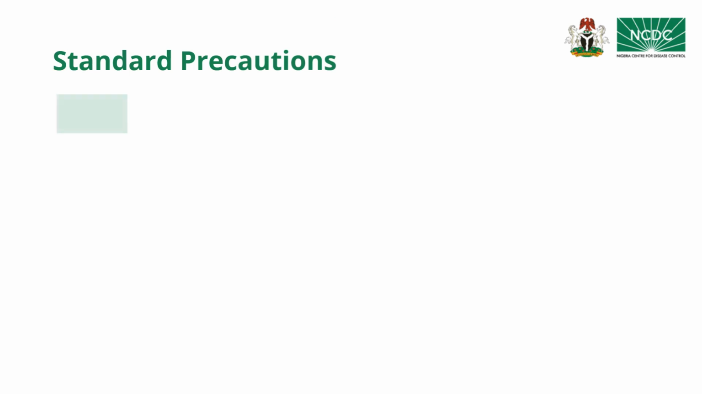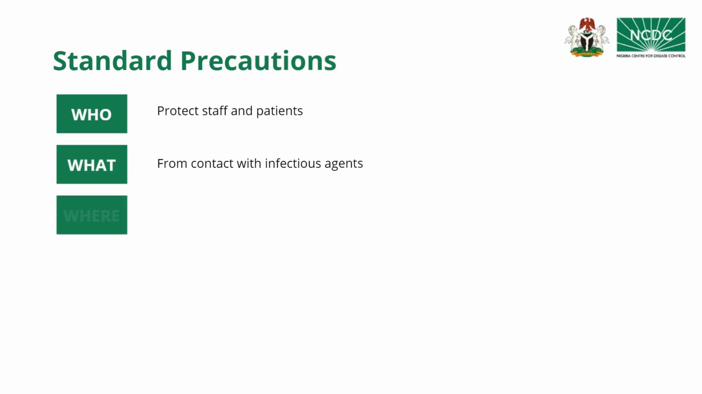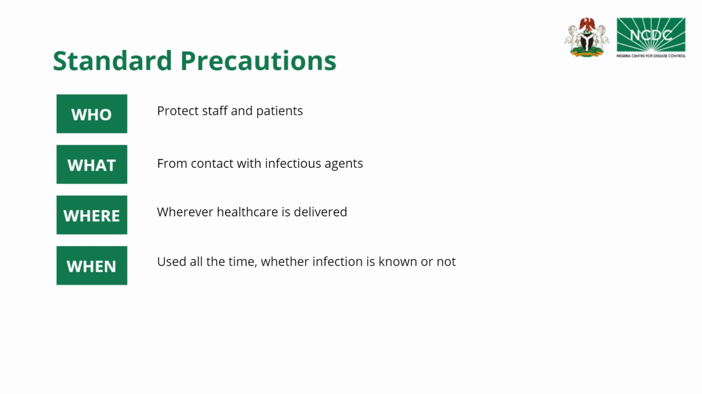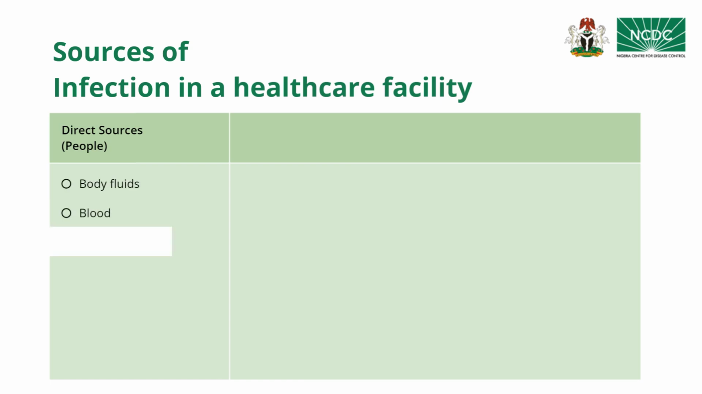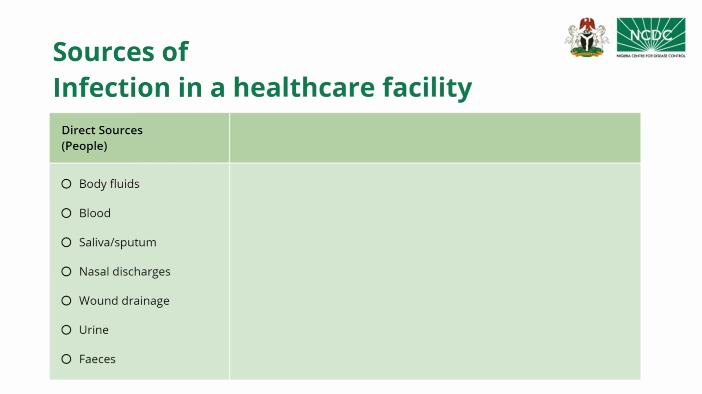Standard precautions are designed to protect staff and patients from contact with infectious agents wherever healthcare is delivered. They are to be used at all times, whether infection is known or not, in order to prevent infection in patients and staff. An infected person can be a direct source of infection in a healthcare facility via their secretions or excretions such as body fluids, blood, saliva or sputum, nasal discharges, wound drainage, urine, and feces.